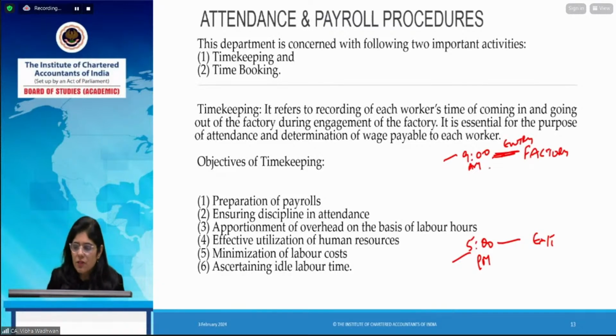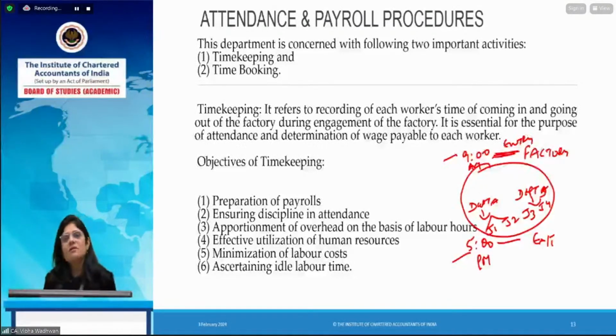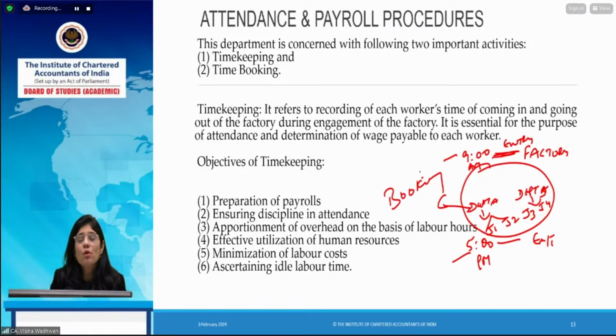Time booking is, during this time when he is inside the premises, what he has worked. So let us say there are department A, department B. He has worked in department A and then in department B. In department A, he has worked on job 1 and job 2. In department B also, he has worked on job 3 and job 4. So how he is using his time during those 8 hours when he's in the organization, this data is given by the time booking department. Booking means how much time he has actually worked inside the premises.